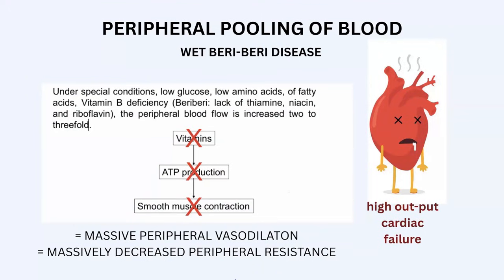This is a very important disease. You have wet beriberi disease. So under special conditions like low glucose, low amino acids, or vitamin B deficiency, and very specifically, you have lack of thiamine, niacin, and riboflavin, the peripheral blood flow is increased 2 to 3 folds. Now, why is that? Okay. I have this written down very nicely. So a lack of thiamine is going to disrupt key enzymes in the Krebs cycle.